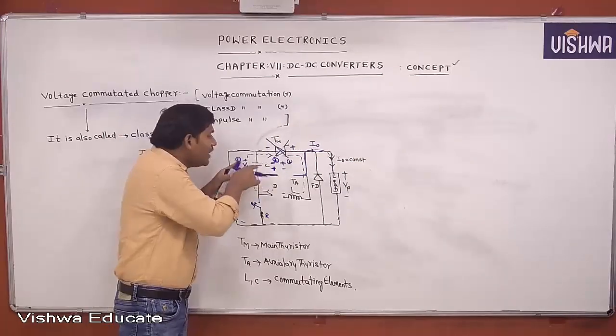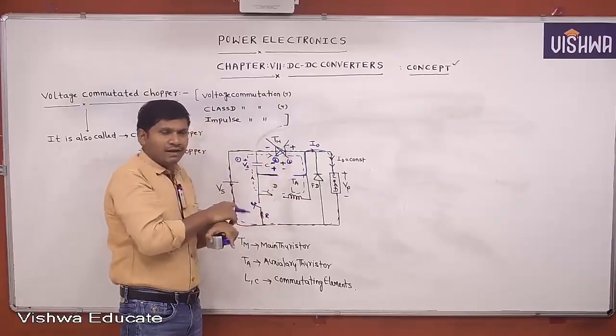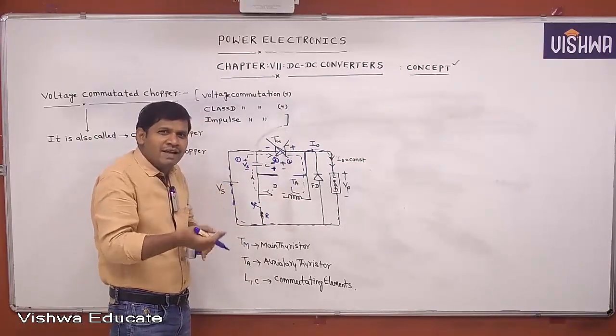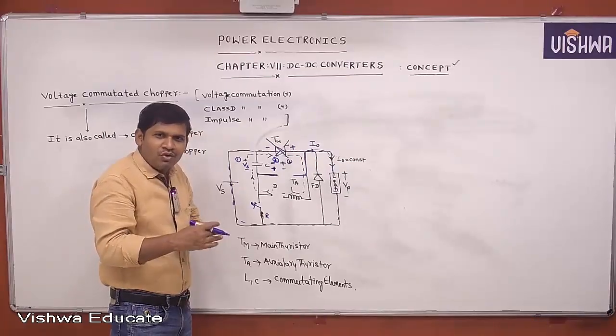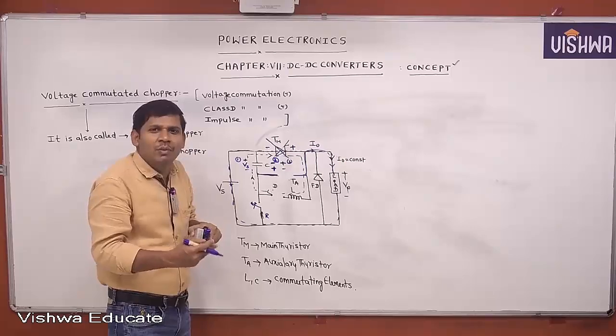Understood? Because there is no capacitor current. Once there is no capacitor current, there is no auxiliary thyristor current. Then the auxiliary thyristor will be turned off. Like that only you can design the circuit. We want the auxiliary thyristor to be naturally commutated. Automatically it will commutate.